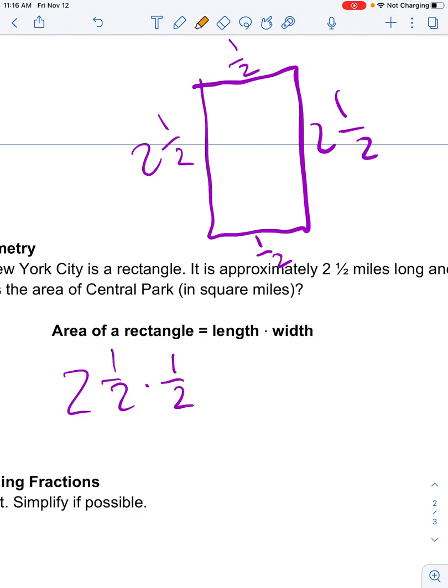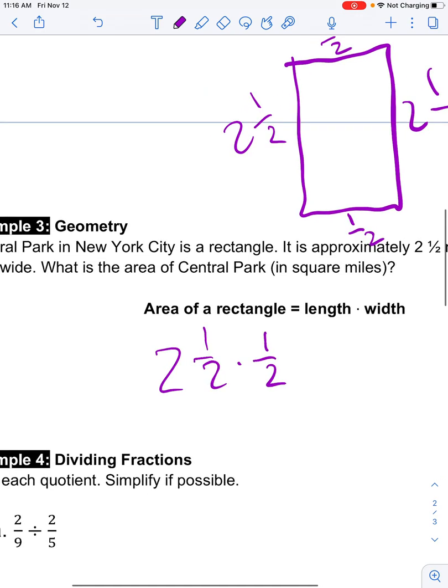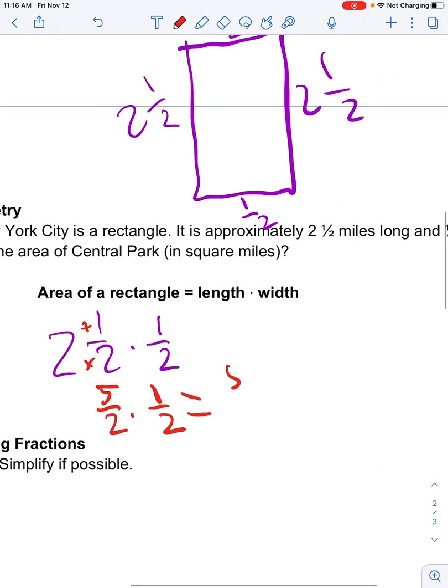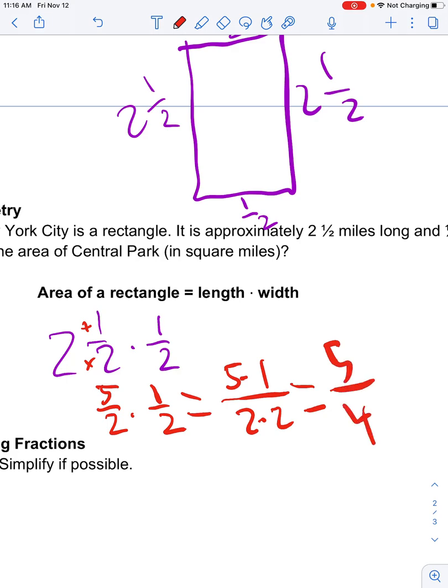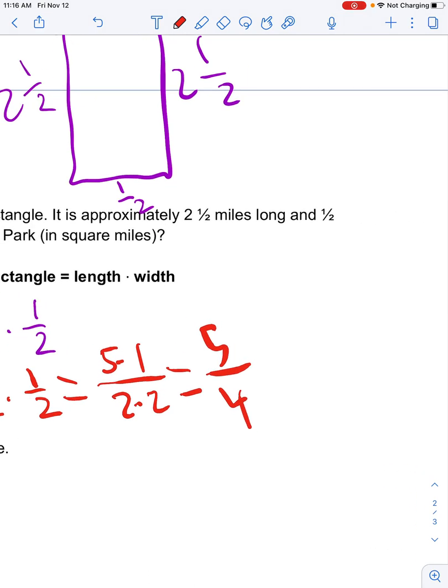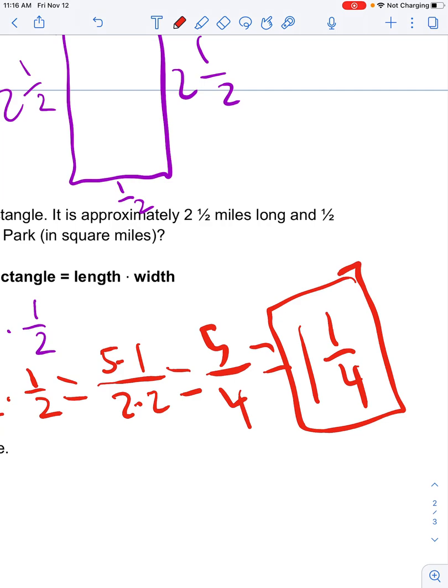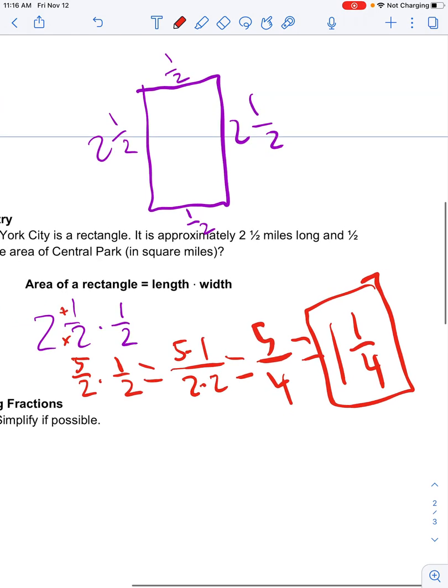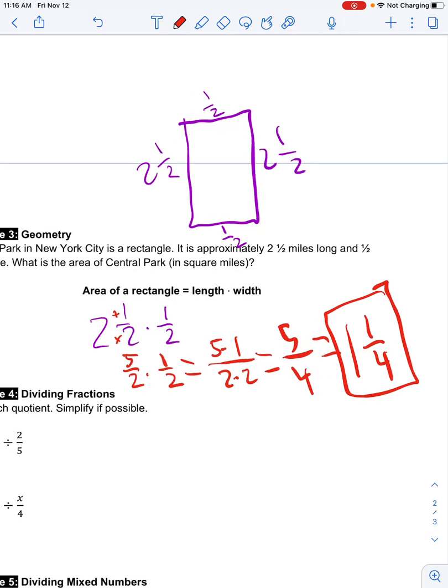So 2.5 times 1.5. Now, I think I want to turn this into a mixed number or an improper fraction. So again, my trick, multiply the denominator, add the numerator. 2 times 2 is 4, 4 plus 1 is 5. So 5 over 2 times 1 1/2, 5 times 1 over 2 times 2, 5 over 4. And now I got to think, how many times does 4 go into 5? That's 1. So this is going to equal 1 1/4.